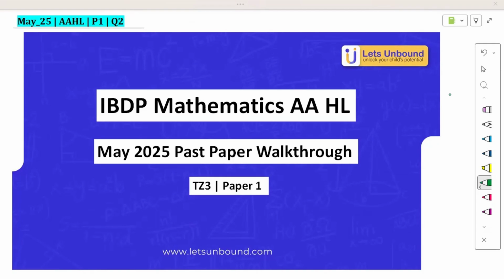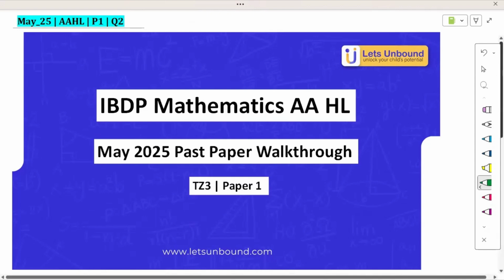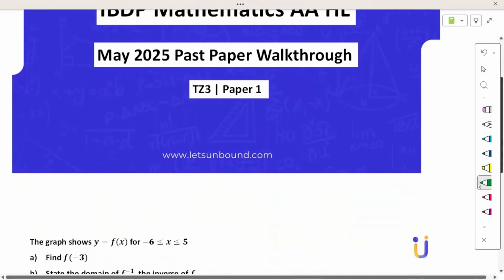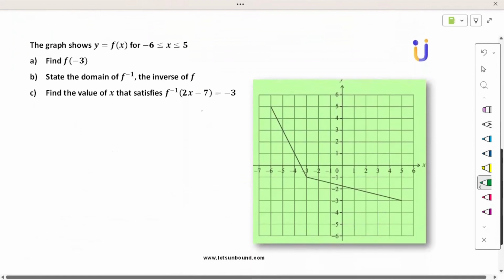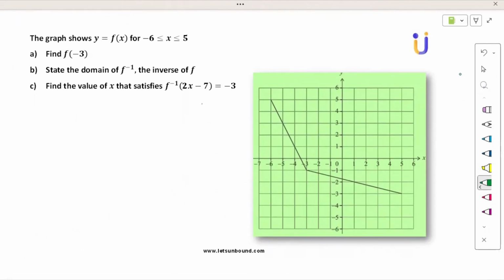We are at question number 2 of the paper walkthrough of May 2025, Paper 1 AAHL. This is a function-based question, which tests the algebraic way of dealing with functions and also the graphical way. It's very simple. Pause the video and solve, and then you can check the answer with me. Just try this question.